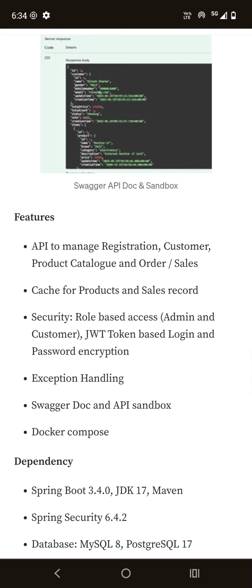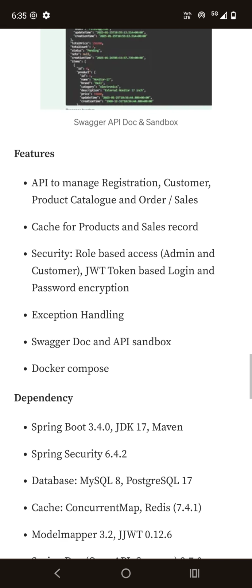And security: you can use a JWT token along with the OAuth framework. Nowadays we are using it, right? And with role based access, you can create roles, and based on the roles you can authenticate and authorize a particular user to access a particular resource.